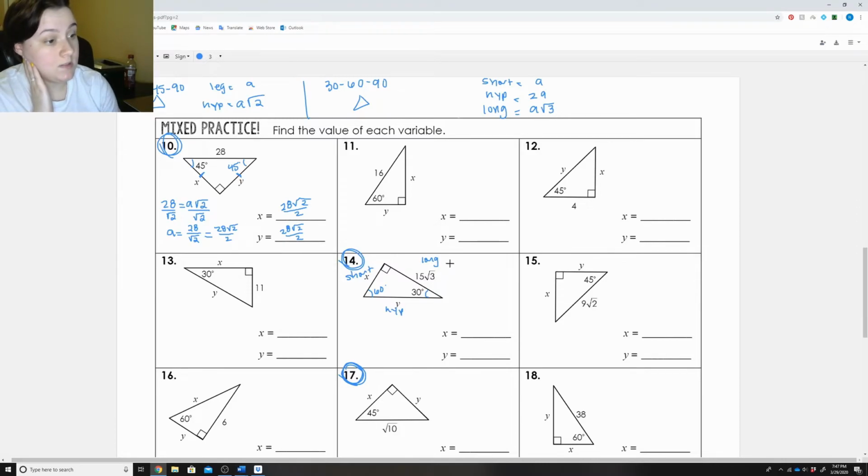So the one that it gives us is this 15 square root of 3. That's the long side. And as you can see up here, long is going to be equal to a times the square root of 3. Okay, so if we just divide both sides by the square root of 3 to get a on its own, those will cancel out, and those will end up canceling out as well, giving us that a is just 15. So a is 15. We can go and look for x and y. So x is the short side. Okay, so the short side is just equal to a. Then we can look for y, which is the hypotenuse. And the hypotenuse is just going to be 2 times whatever a is. A here is 15. Gives us 30.